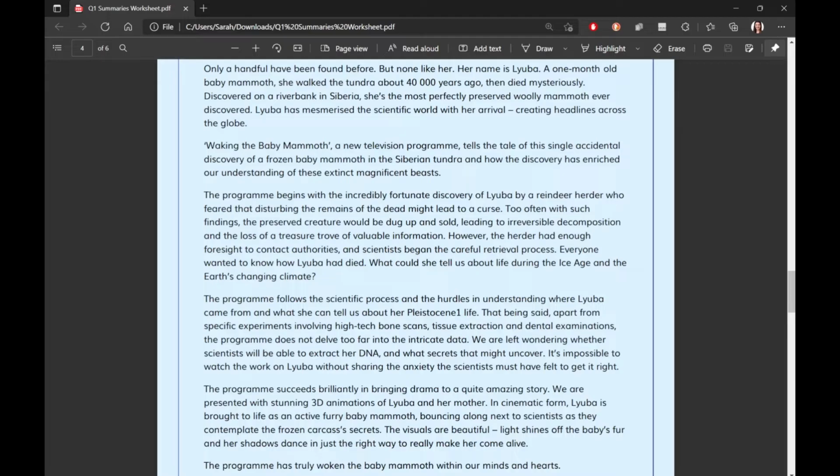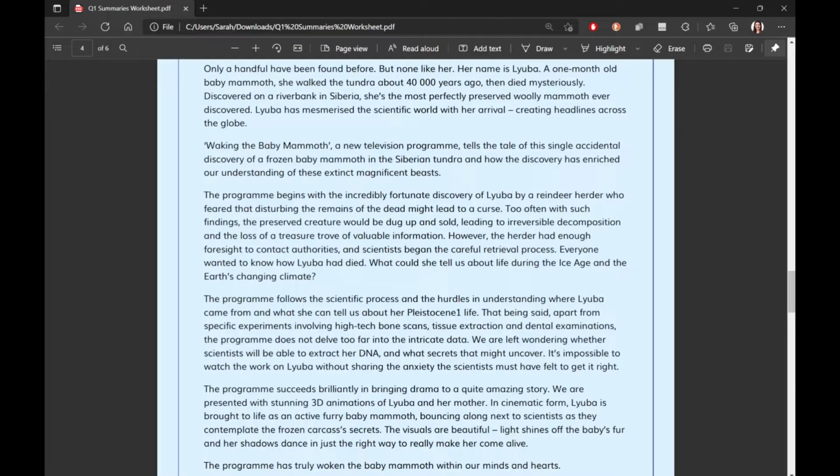The programme follows the scientific process and the hurdles in understanding where Lyuba came from and what she can tell us about her Pleistocene life. That being said, apart from the specific experiments involving high-tech bone scans, tissue extraction and dental examinations, the programme does not delve too far into the intricate data. We are left wondering whether scientists will be able to extract her DNA and what secrets that might uncover.